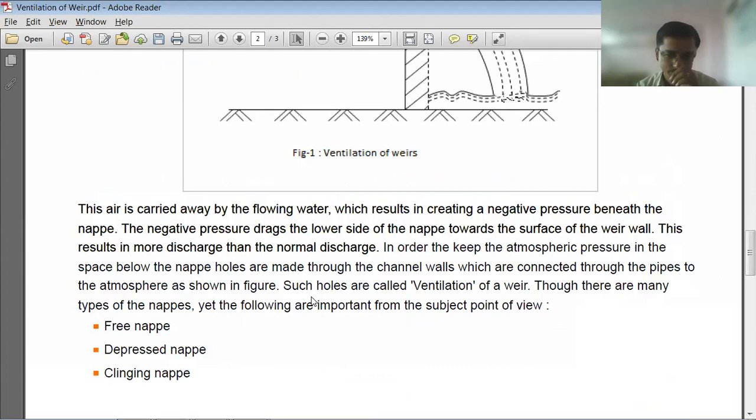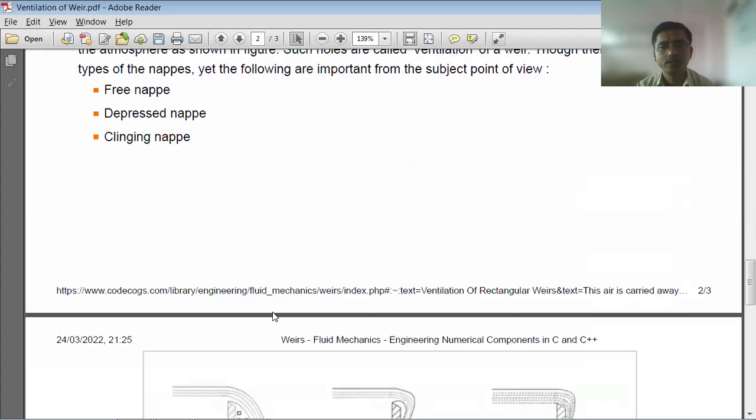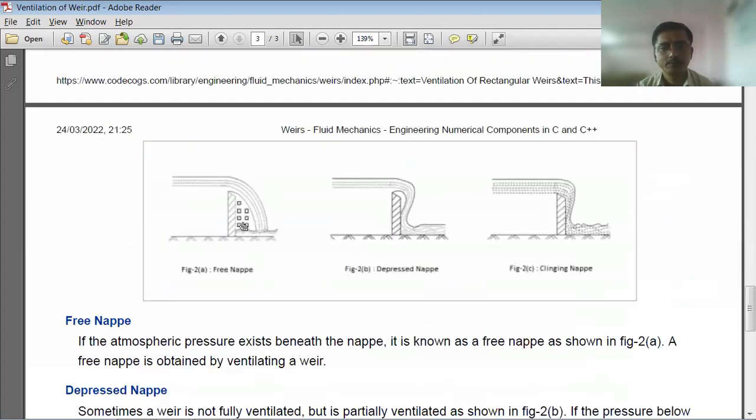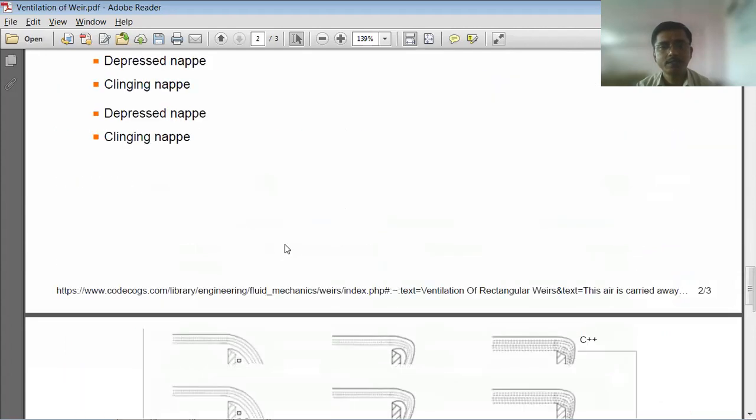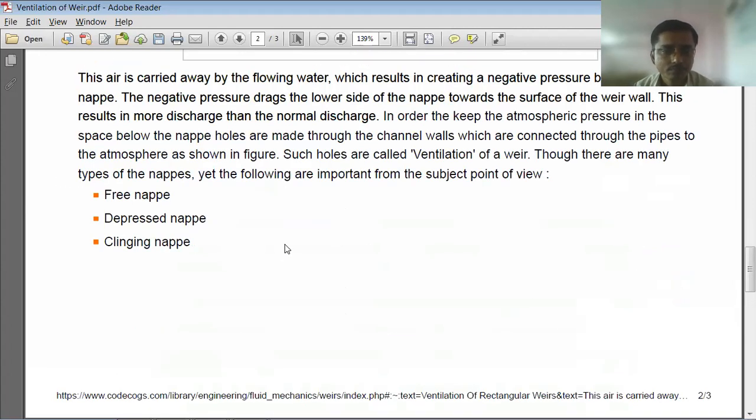Discharge या ठिकाणी वाढतो. In order to keep the atmospheric pressure in this space below the nappe, holes are made through the channels. या चॅनलमध्ये या ठिकाणी होल्स क्रिएट केले जातात, which are connected through the pipes to the atmosphere as shown in figure. पुढे दाखवलेलं आहे, या ठिकाणी दाखवले बघा, अशा टाइपचे होल्स या ठिकाणी पाडले जातात. ठीक आहे, such holes are called ventilation of weir.